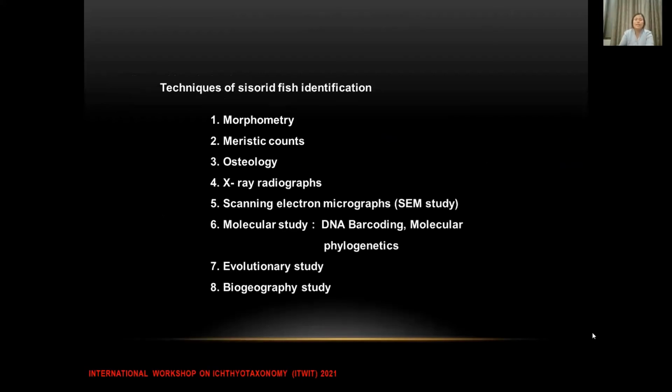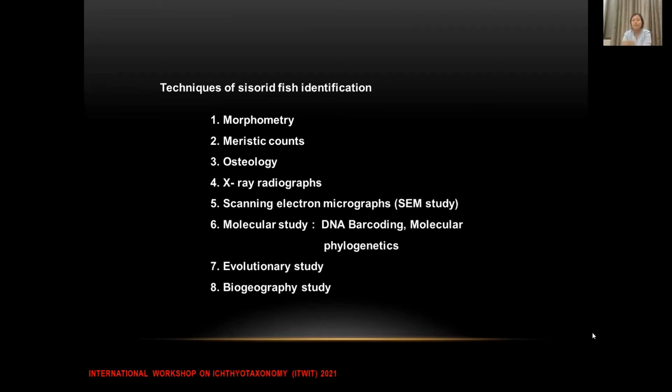Then for identifying a Sisorid catfish, what are the techniques taxonomists usually follow? Actually, we can go first with morphometry, then meristic counts, then osteological studies. If the specimens are rare, we can go for X-ray radiographs. Then for studying the gross morphology, we can go for scanning electron micrographs. This part constitutes the classical taxonomic part.